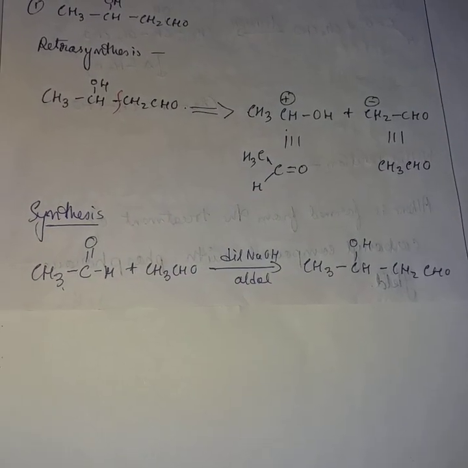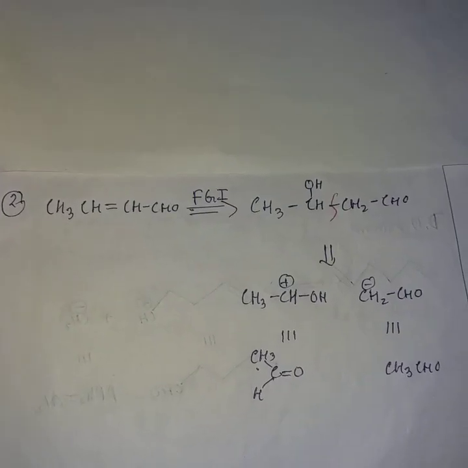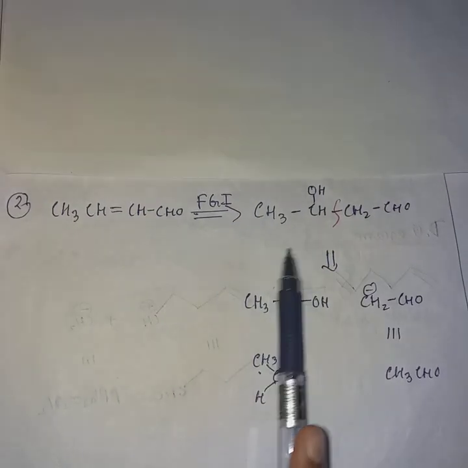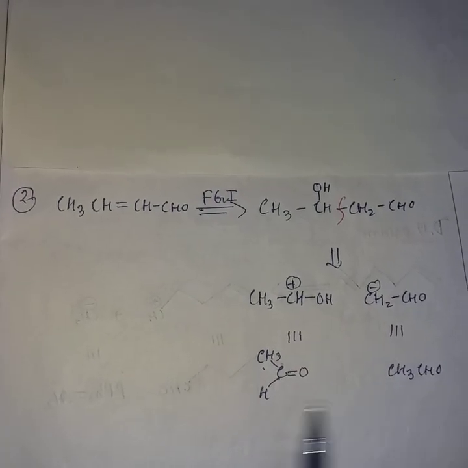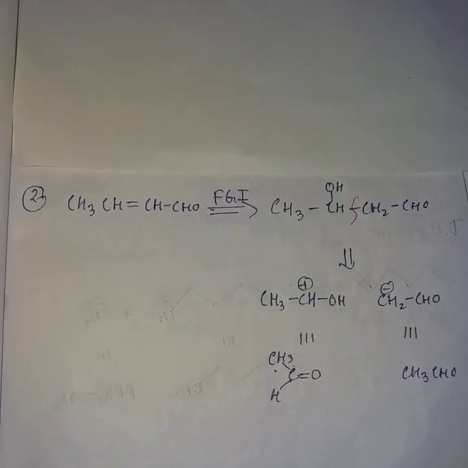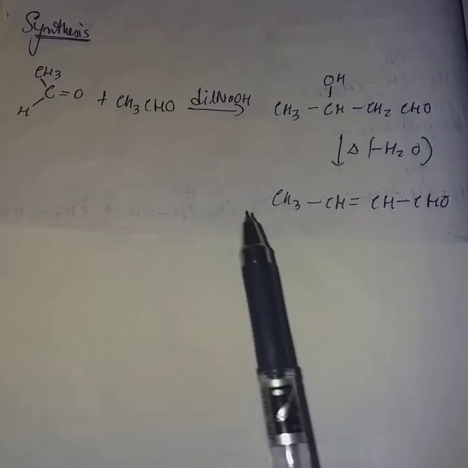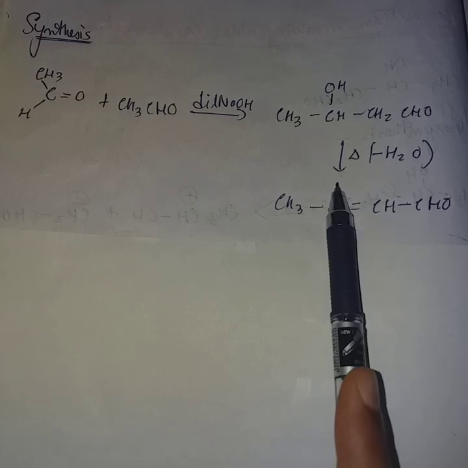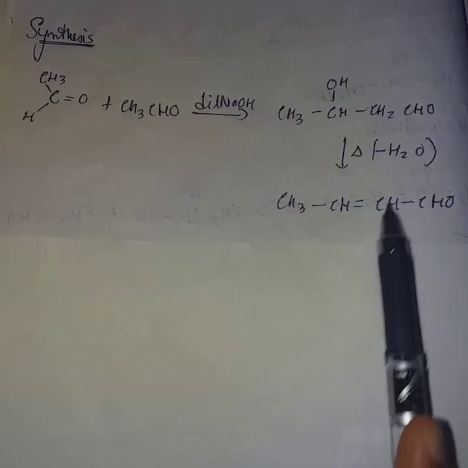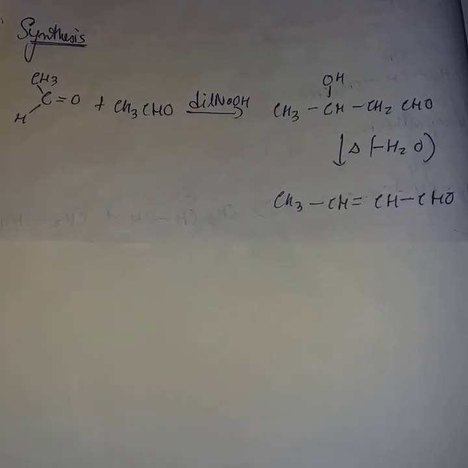Please note it down. Taking another example, here you have to do FGI before moving on to disconnection so that we can get our required synthetic equivalent. Then we will synthesize the target molecule using aldol condensation. Dehydration is used to get the target molecule.